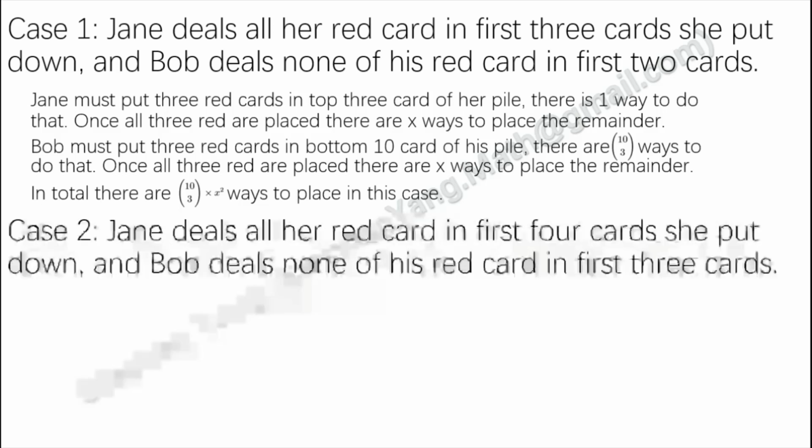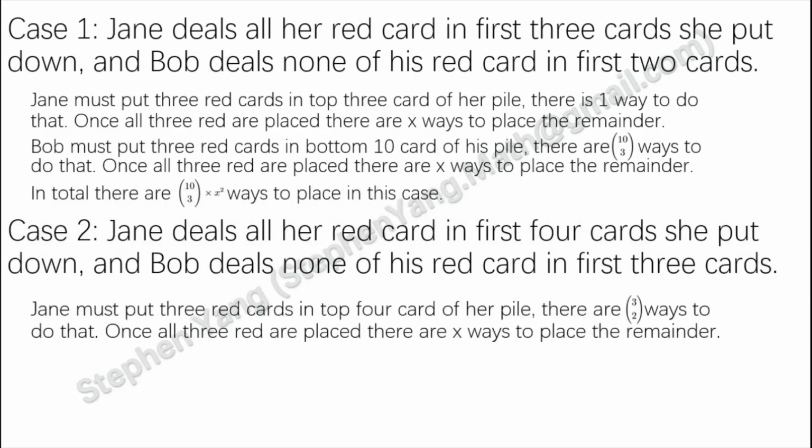And now case 2. So Jane deals all her red cards in the first 4 cards she puts down, and Bob deals none of his red cards in the first 3 cards. Jane must put 3 of her red cards in the top 4 cards of her pile. But if the 4th card is not red, then it will become case 1. And so the 4th card must be red. And once this red is placed, there will be 3 choose 2 ways to place the other 2 reds. And so there will be 3 choose 2 ways to place her red cards. And once all red cards are placed, there will be x ways to place the remainder.